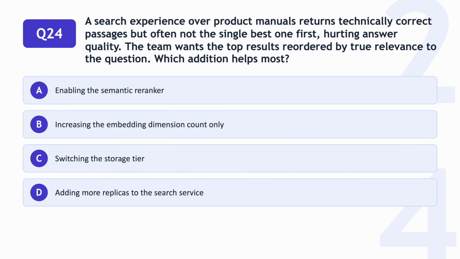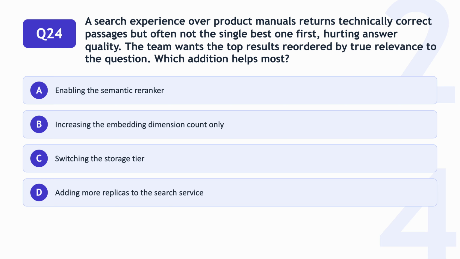Question 24. A search experience over product manuals returns technically correct passages, but often not the single best one first, hurting answer quality. The team wants the top results, ordered by true relevance, to the question. Which addition helps most?